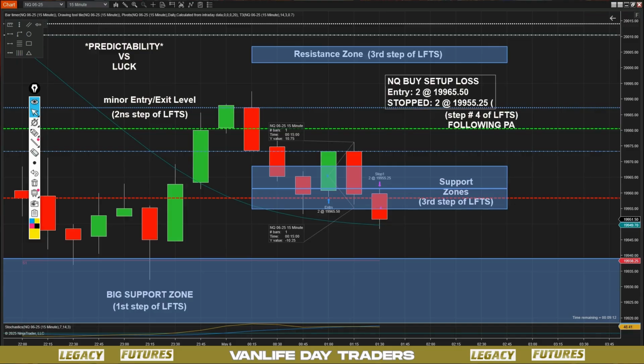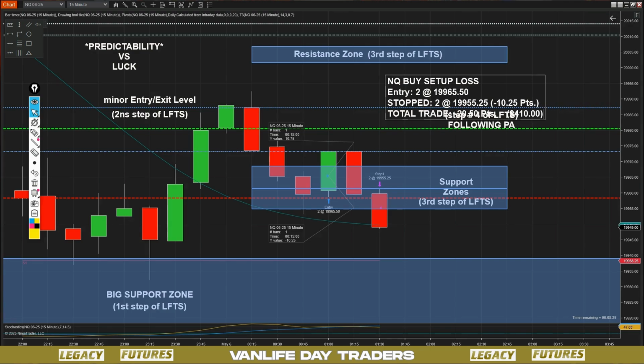Oh, I hate this so much. 10 and 1/4 points. We have total trade, we have minus 20.5 points, which equals minus 410 bucks.